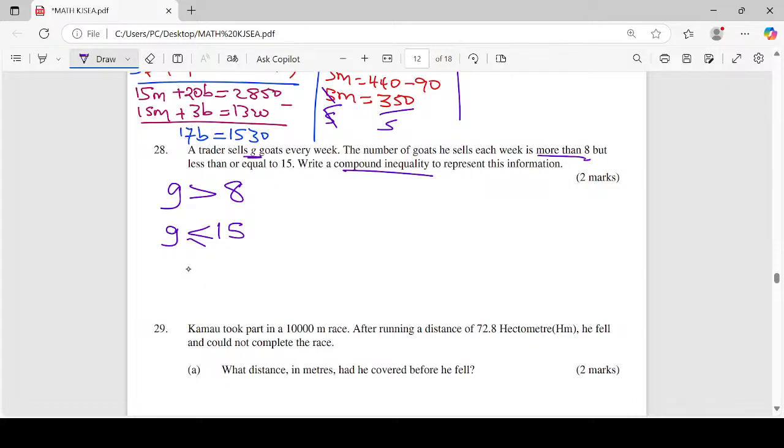So I'll say 8 is less than G, which is less than or equal to 15. That is the compound inequality. 8 is less than G, which is less than or equal to 15. That's what you need to know, learners.